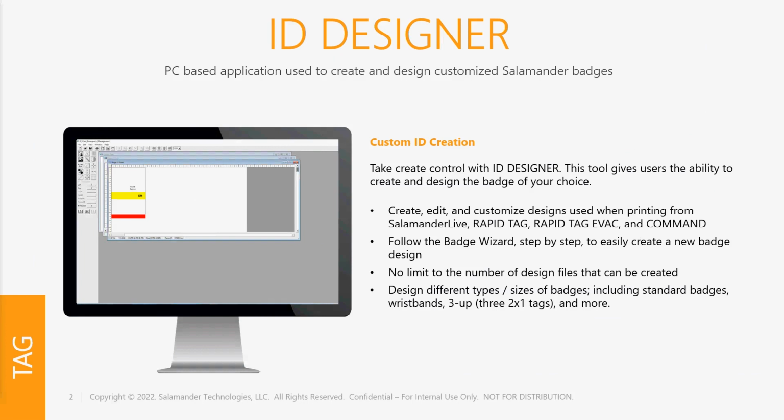So whether it's the standard 2x3 hard card, a wristband, a 3-up card, or the 2x1 asset labels, basically the badge designs can be created from scratch using the badge wizard, or you can take an existing design and make it your own. So you can use that existing design as your foundation. As you can see here, this is an existing design, and then you can edit and change the location or add different fields in there to make it fit for your needs.